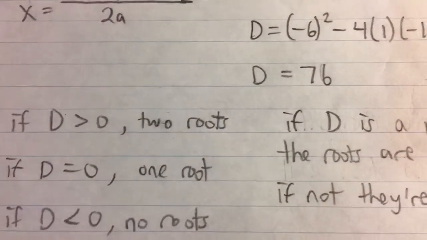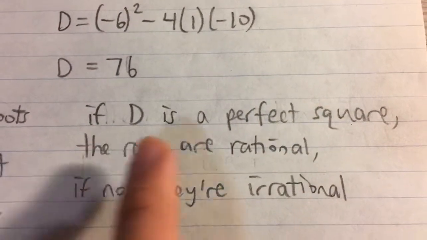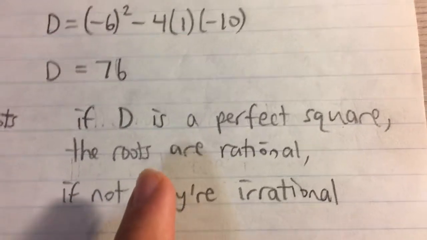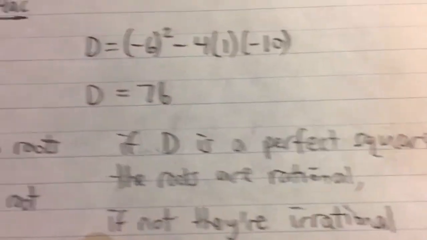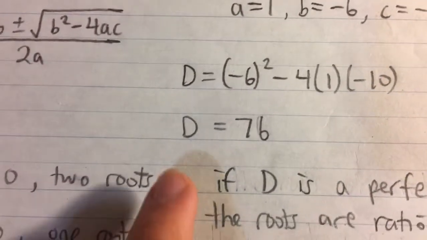And as for the type of roots, well, here's a little trick. If the discriminant is a perfect square, in other words, 16, 64, something like that, the roots are rational. If not, they're irrational. So here you can clearly see 76 is not a perfect square, so this is irrational.